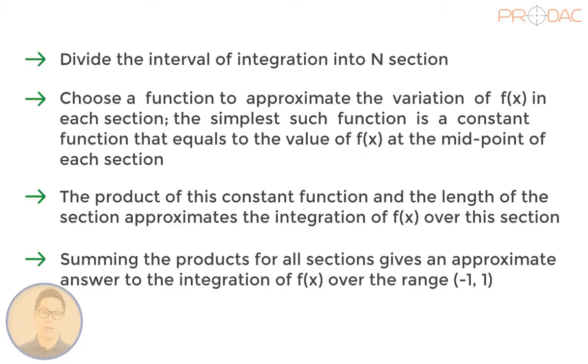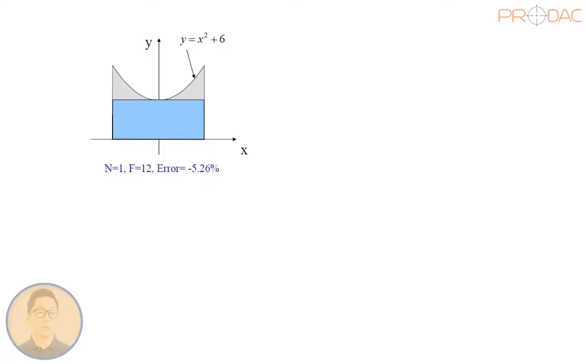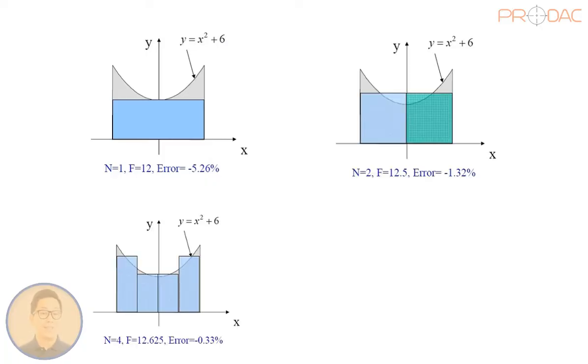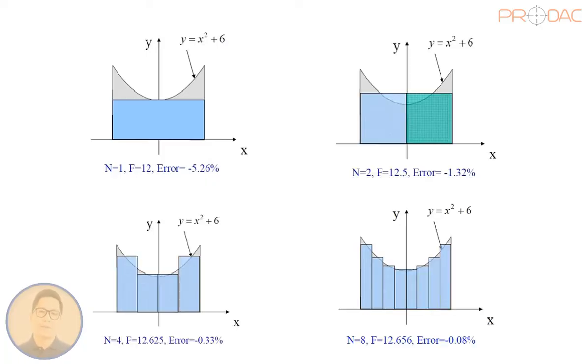range -1 to 1. We have considered 4 different cases with a value of n from 1 to 4. As the value of n increases, the percentage of error decreases, which means a finer mesh translates into more accurate results.